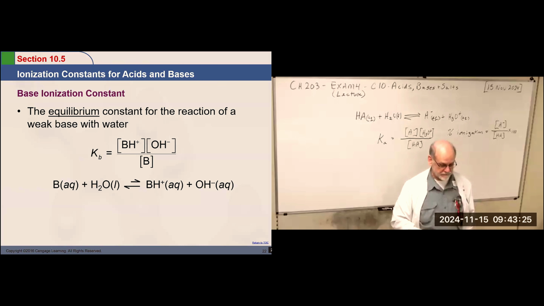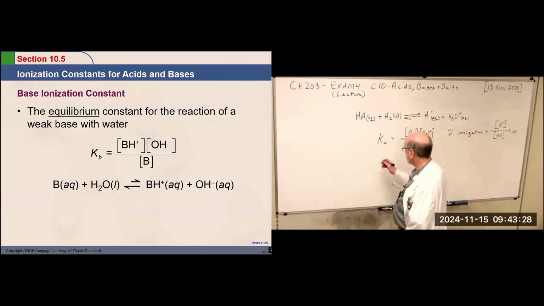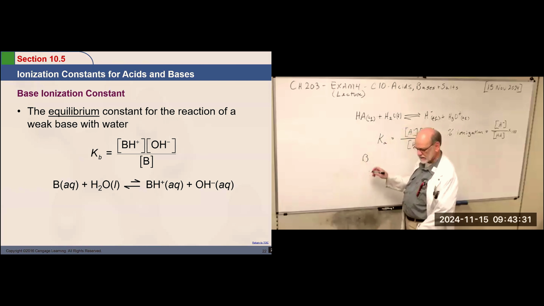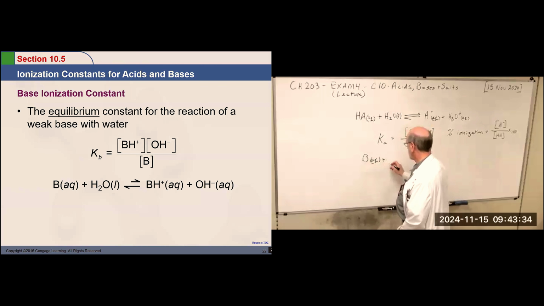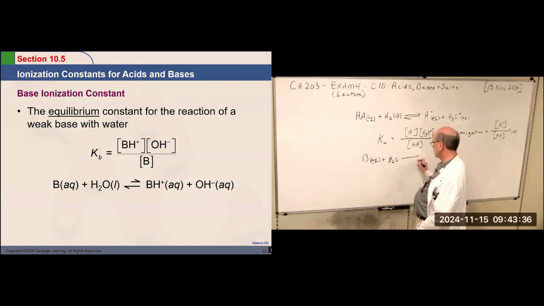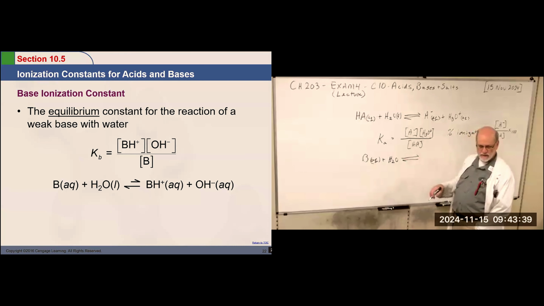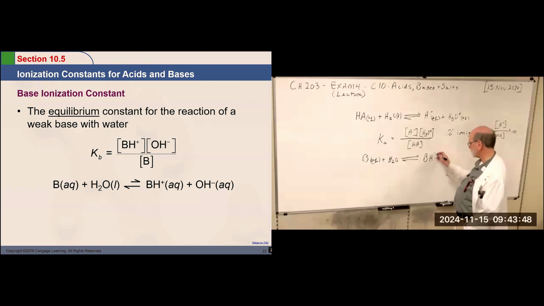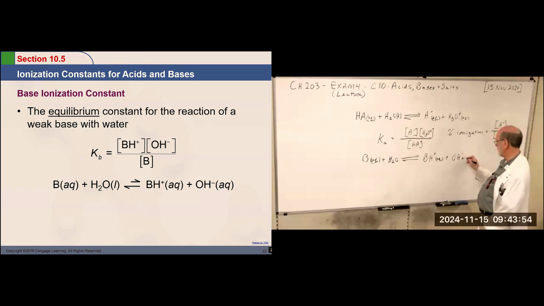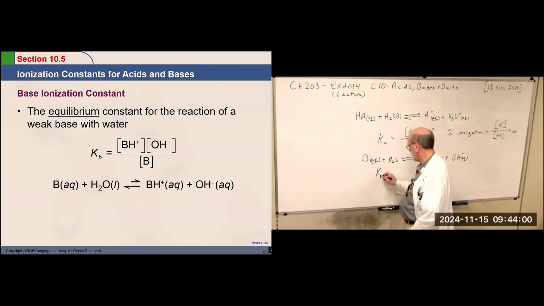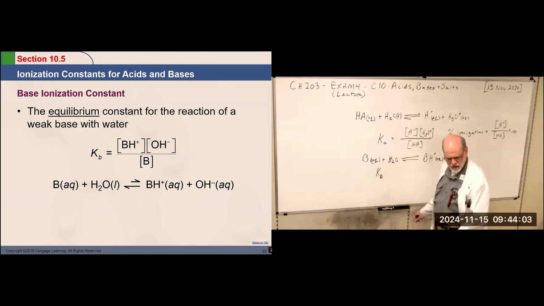Base ionization constant. So if we have a base, and yes, we put it in solution and react it with water, then we transfer hydrogen from the water over to the base. It's the proton acceptor. And we have leftover hydroxyl. Then we can write Kb for this one. Let's see, they use a small b, don't they? Okay. Be consistent.